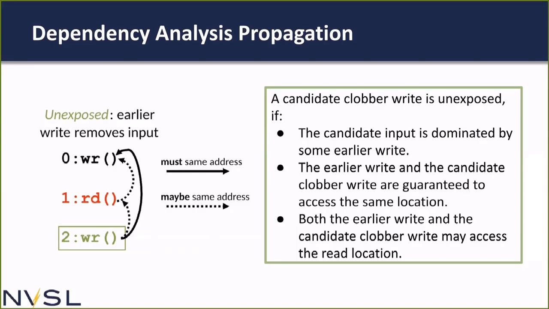In this example, write 2 is identified as a candidate clobber write in the previous step. But this analysis finds that if write 2 does not access the same address as read 1 does, it does not clobber read 1. If write 2 must access the same address as read 1 does, write 2 will clobber read 1. Because write 0 and write 2 must access the same address, read 1 must also access the same address as write 0 does. This makes it not a clobber input, and thereby makes write 2 not a clobber write.